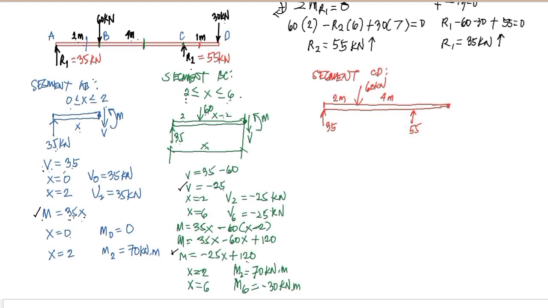Now, since nandito yung section natin, then this distance here, since we assume that this distance here is x, no? So this distance here is x minus 6. And for this distance, so we have here x minus 2. And of course, dito ay may expose na yung shear, and yung moment.